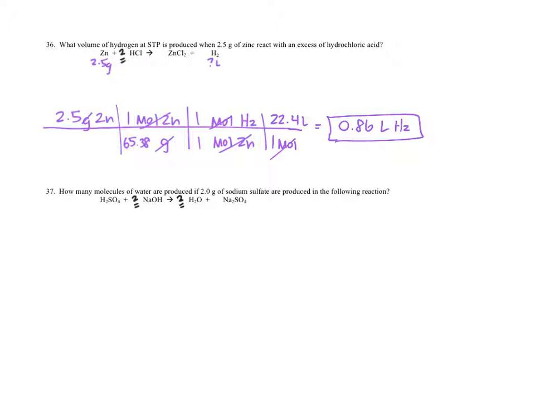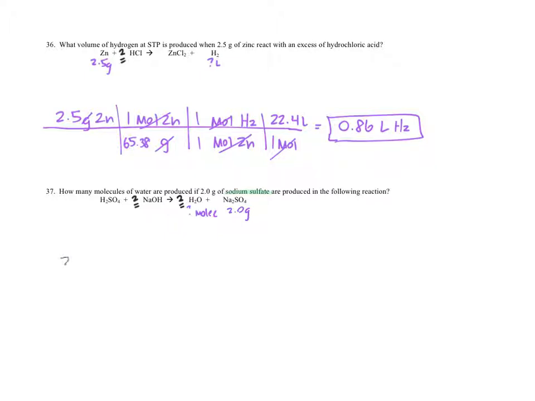Okay, one last one, changing it up a little bit. How many molecules of water? So now I'm asking for question mark molecules. And then it says, are produced if you have 2 grams of sodium sulfate. Now here could be an issue. If you don't know what sodium sulfate is, if you don't remember your formulas, you might wonder, is it NaOH or is it Na2SO4? It is Na2SO4. So you might have to go back and review some of your formulas so that you know which one to pick. So sodium sulfate is Na2SO4.